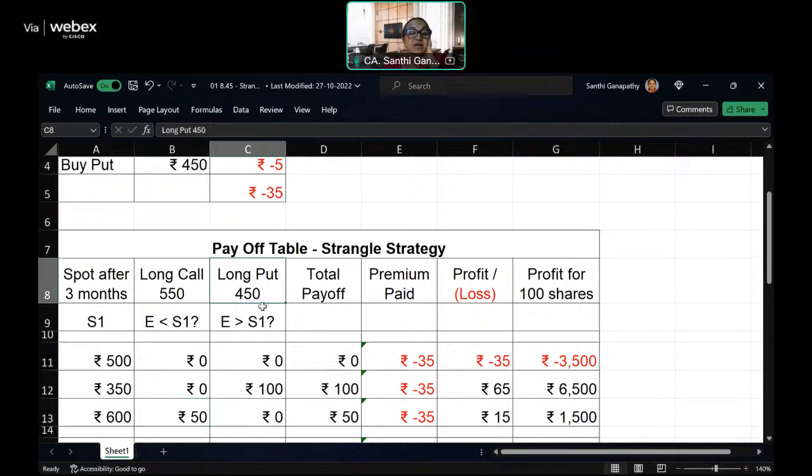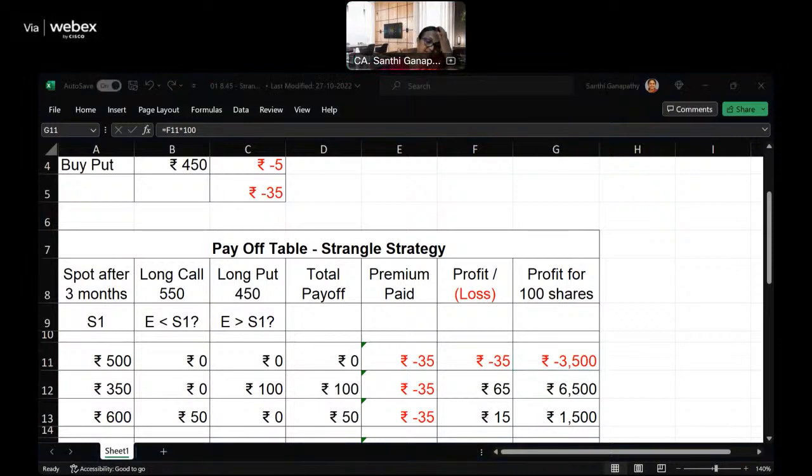Similarly, for put, when will I exercise a put? Only when the exercise price is greater than the stock price. What is the total payoff? First scenario, nothing. Second, I'm getting 100. Third, I'm getting 50. Premium is paid upfront. Therefore, that is a loss for me. What is the net? The contract size is 100. So these three situations, this is what they will get. The three situations you've been asked to find, what is the profit or loss?